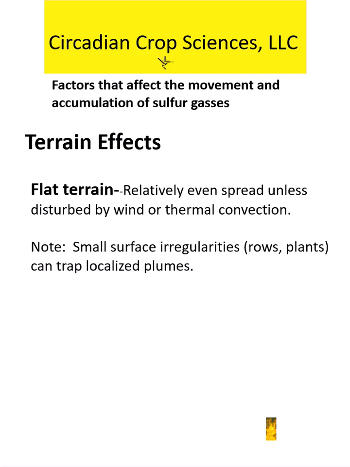The terrain affects how sulfur dioxide and sulfur vapor will spread in a field. In flat terrain, you get a relatively even spread of sulfur dispersing from the field and within the field, unless it's disturbed by wind or thermal convection. Note that small irregularities, rows, and plants can trap localized plumes of sulfur vapor.